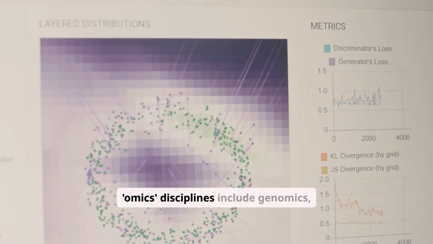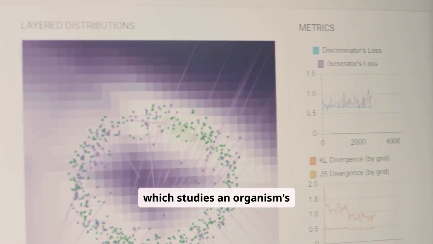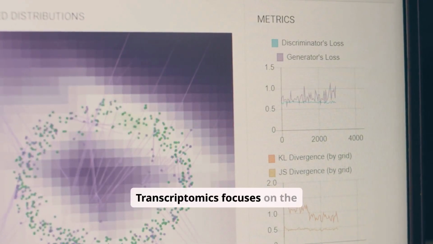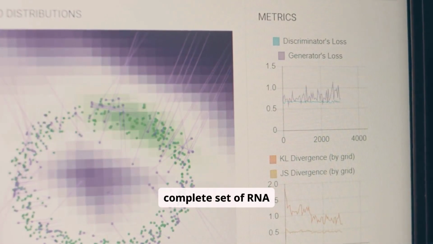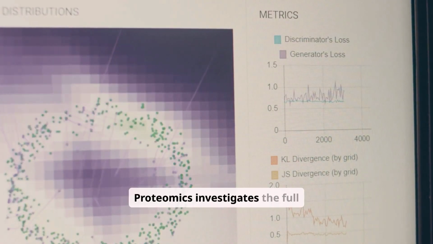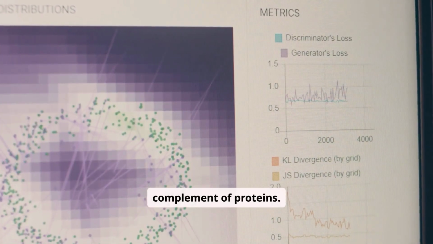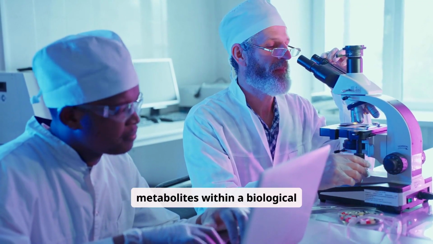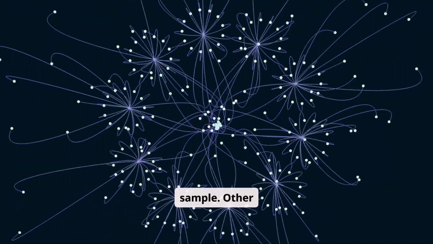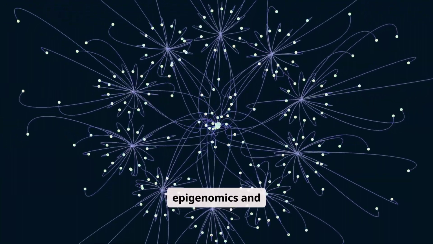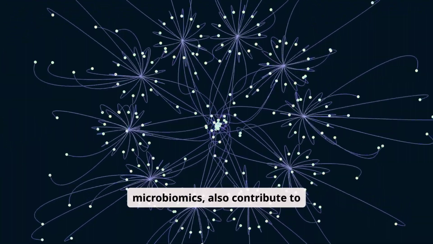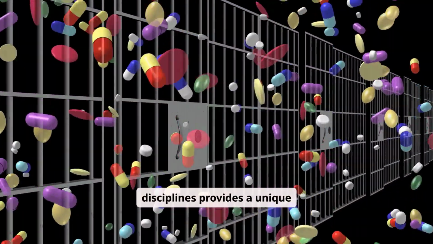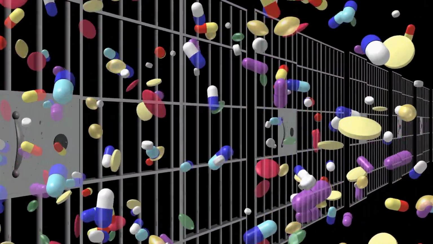Examples of omics disciplines include genomics, which studies an organism's entire genetic material. Transcriptomics focuses on the complete set of RNA transcripts. Proteomics investigates the full complement of proteins. Metabolomics examines the complete set of metabolites within a biological sample. Other related fields, such as epigenomics and microbiomics, also contribute to this expansive view. Each of these disciplines provides a unique perspective on biological function.